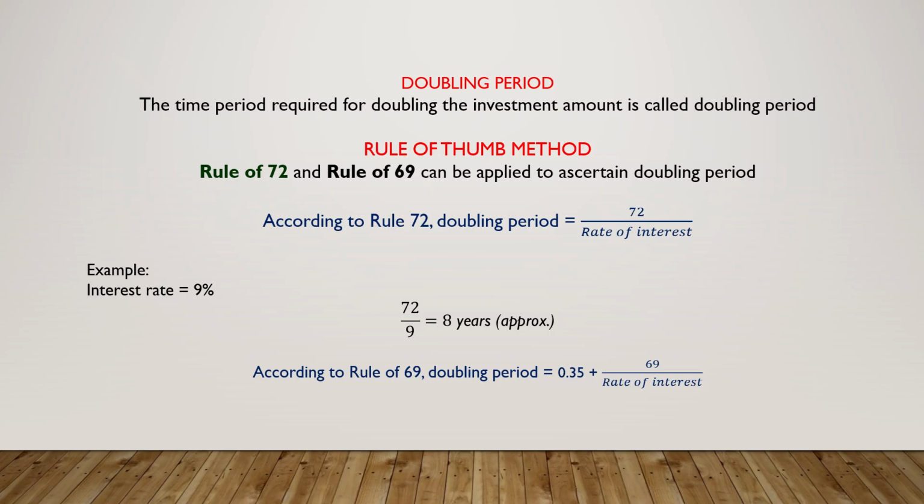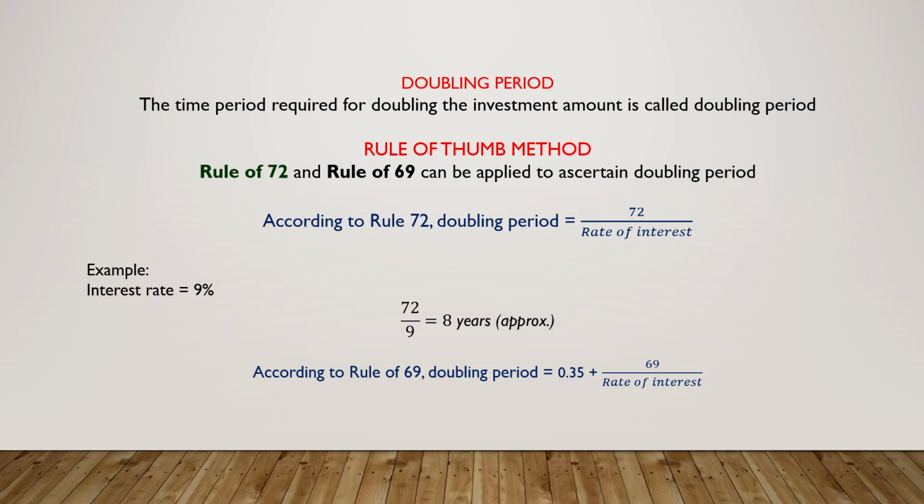According to rule 72, doubling period can be found by applying this formula: 72 divided by rate of interest. Example, if rate of interest is 9%, we can find 72 divided by 9. Please don't convert this into decimal value, apply 9 directly. So the period will become 8 years approximately. This is the doubling period if the amount is invested at the rate of 9%.